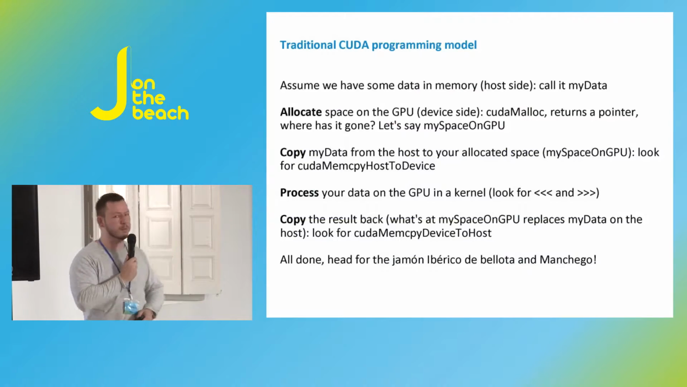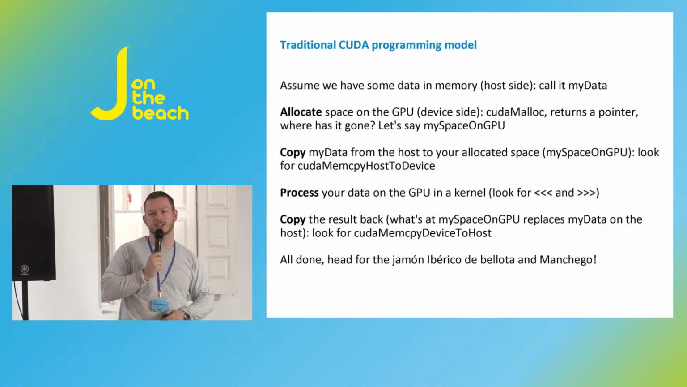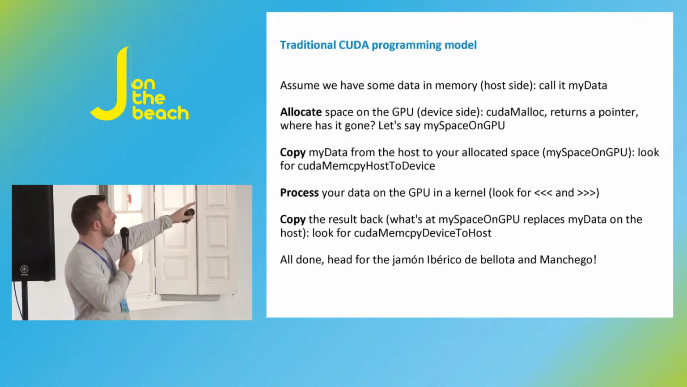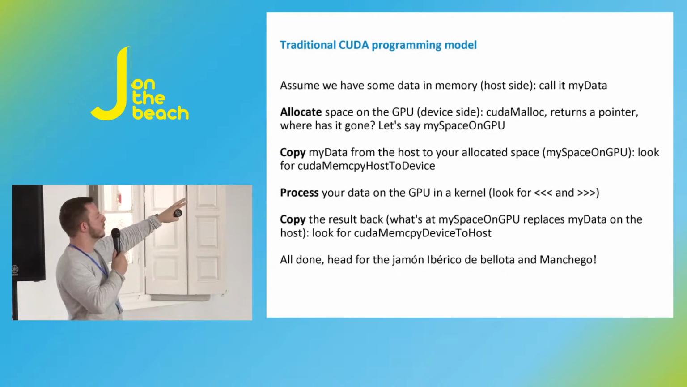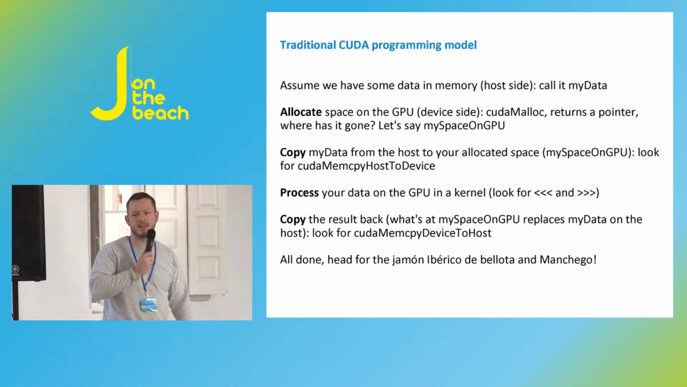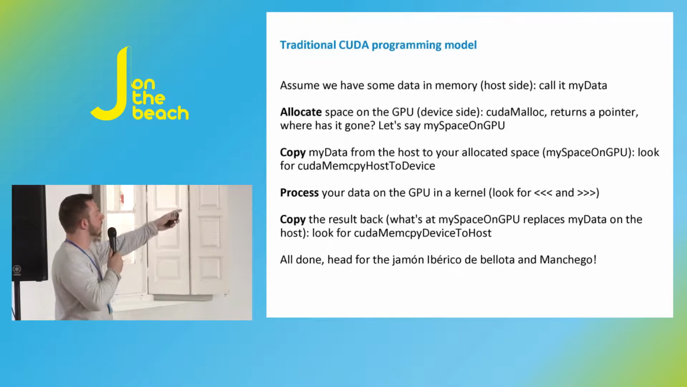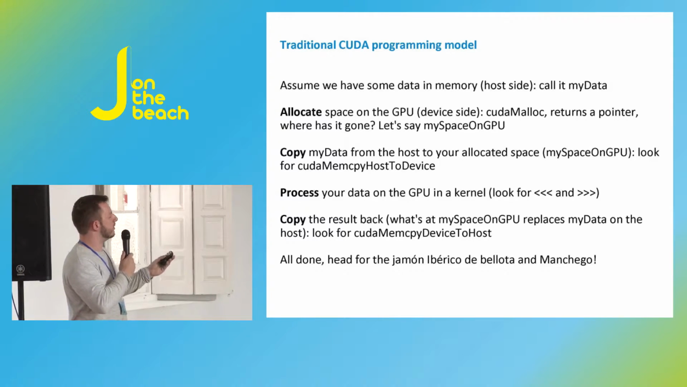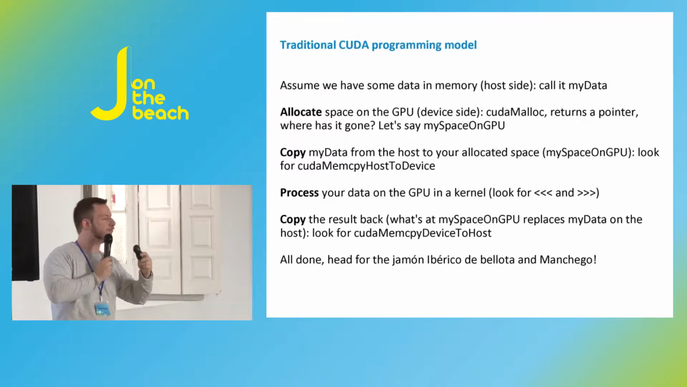And here's how we actually program just in CUDA. So let's say you're just a C programmer and you really like using GPUs, you don't care for Java. Here's how you would do it. So we first have some data in memory. Let's just call it my data. Then you're going to allocate some space on the GPU with a cudaMalloc, and that tells you where that data's gone, so you get a pointer back. You can then use this pointer later on. And then you're going to copy your data from the host, or the CPU, over to the GPU.